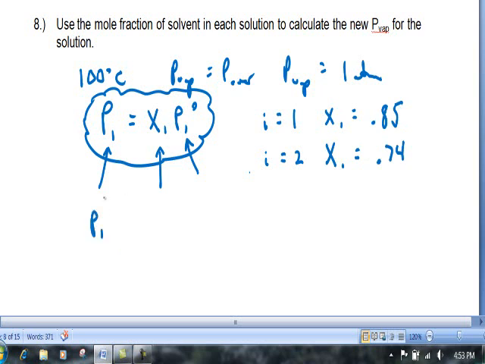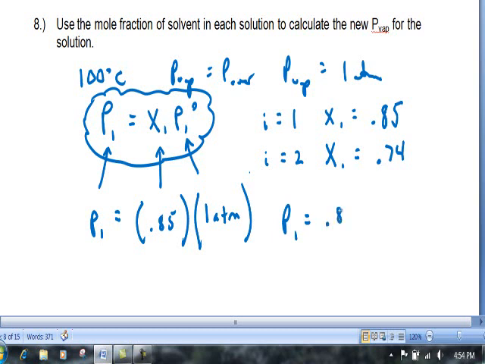Our new pressure, P1, is going to be X1, which is the mole fraction of solvent. So we'd put in 0.85, and our vapor pressure of water at 100 degrees, which is our pure solvent, would be 1 atmosphere. Or we could do this in millimeters mercury. Either way will still give us a new vapor pressure. So P1, which is the vapor pressure of the solvent particles that could become gaseous over the solution, would now be 0.85 atmospheres.